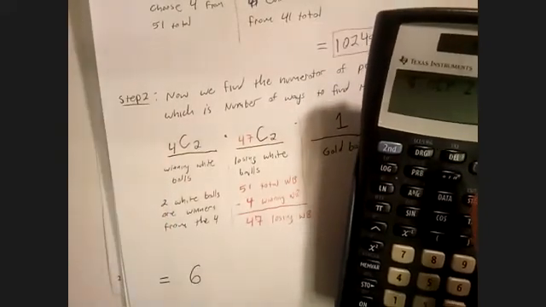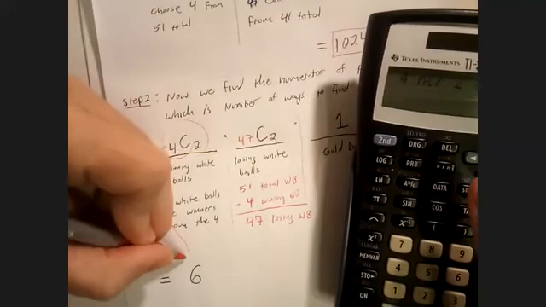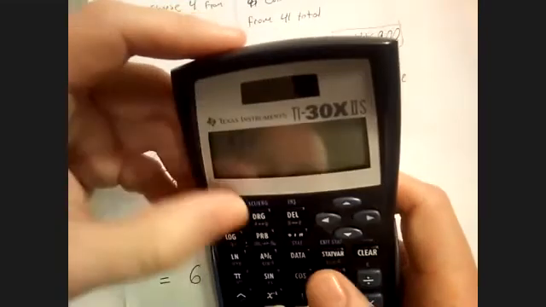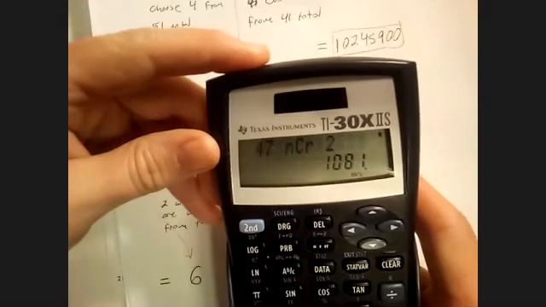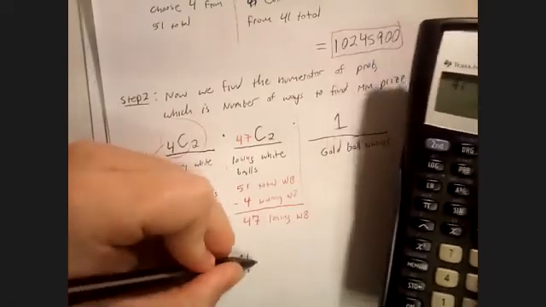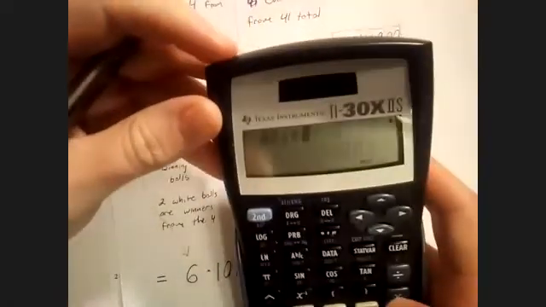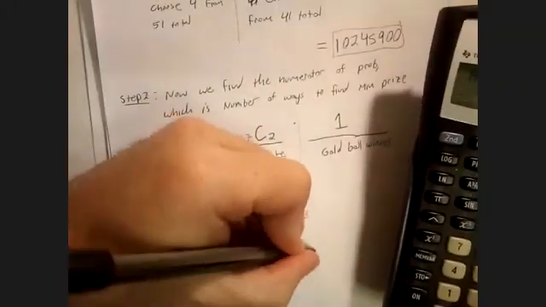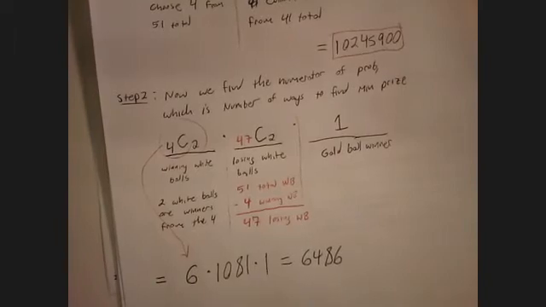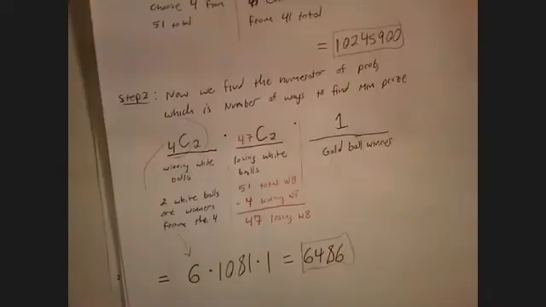Okay, so 6. I'm going to draw arrows to let you know where these numbers are coming from. So that number is right there. And then 47 choose 2 is 1081. Of course, times 1. 6486. I'm circling this number because this is the top number. I did all that work just to tell you that's the top number.